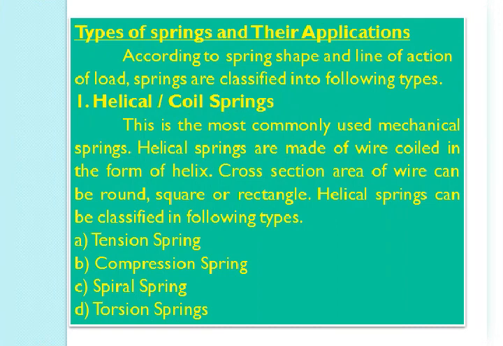Helical springs are made of wire coiled in the form of a helix. The cross section area of the wire can be round, square, or rectangle. Helical springs can be classified into the following types. Normally it is divided into four types: tension spring, compression spring, spiral spring, and torsion spring. And now the first one is the tension spring.